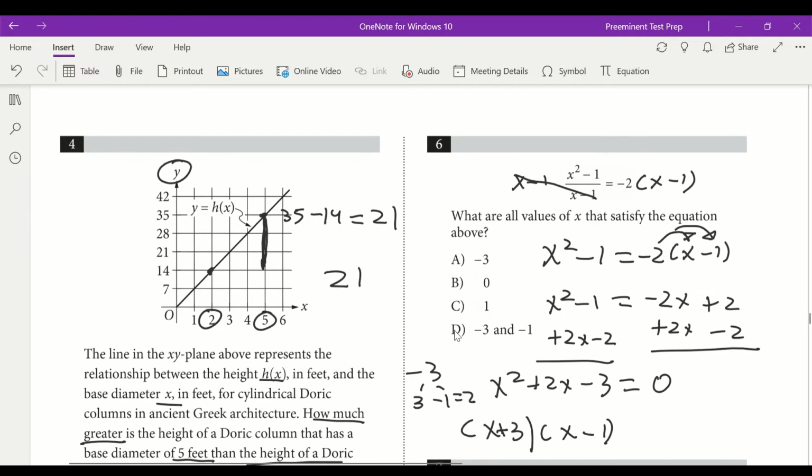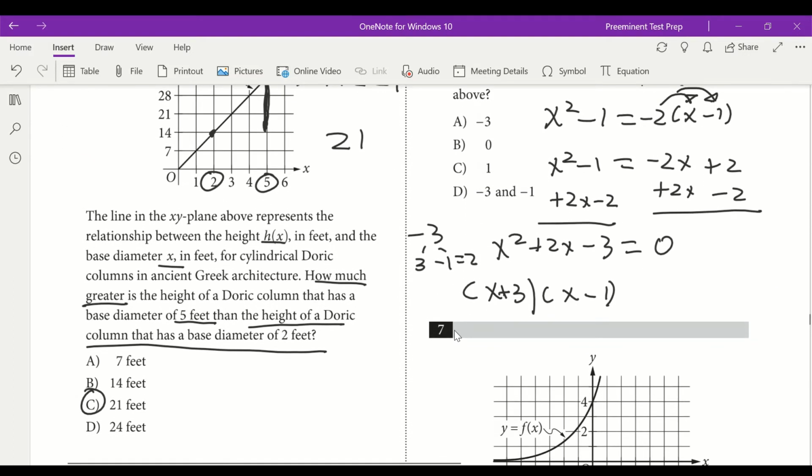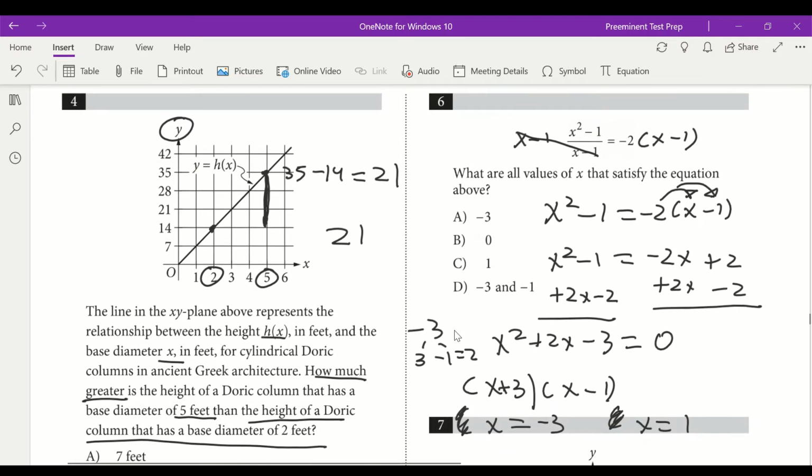So now what we have to do is set our x plus 3 and our x minus 1 equal to 0. Or you can just remember that x plus 3 means that x will equal negative 3. And we know x minus 1 will mean that x will equal 1. So we know our potential x values are negative 3 and 1. So now we have to go back and check them, right?